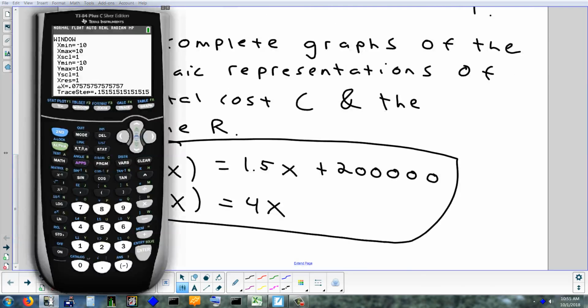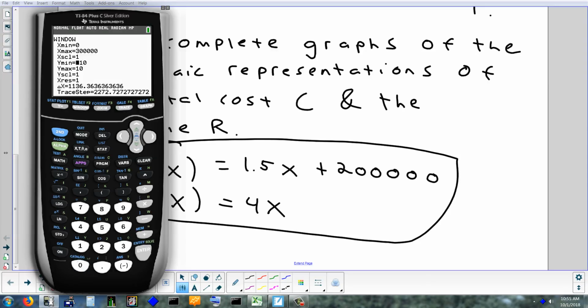Okay, x is how many shirts we make. Well, I know we're not going to make negative shirts. That doesn't make sense. And let's say we make up to, I don't know, let's just say 300,000 shirts. What I'm trying to see is where the cost and the revenue cross. If I can't see that on the screen, I'll adjust it and look further to the right.